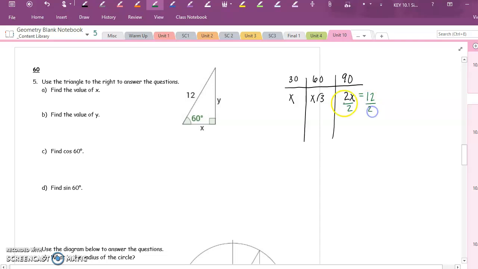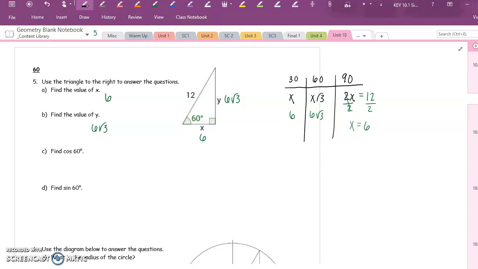So I'm going to divide each side by 2, so we have x equals 6. You can put 6 for x and then 6 root 3. So across from 60 happens to be y, so we have 6 root 3 for y. And across from 30 is x, so we have 6 for x. Now let's go ahead and figure out the sine and cosine of 60.